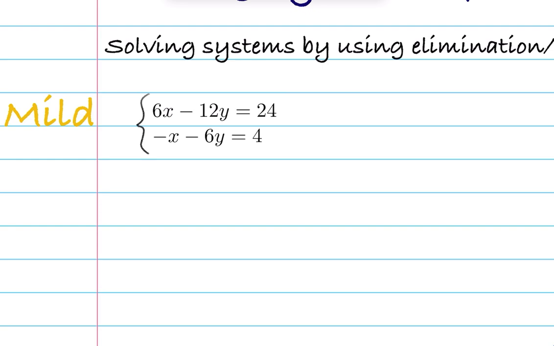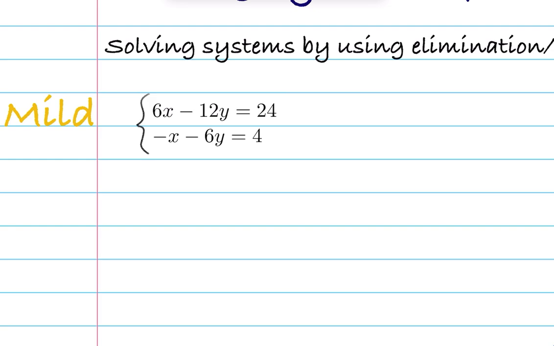Okay, so what you want to do is you want to see that you have the same but opposite coefficients. That means that if you have a 6x here, you want a negative 6x here. Or if you've got a negative 12y here, you want a positive 12y here. So you want the same number but opposite signs. That means you may have to manipulate one of your equations by just multiplying it through.